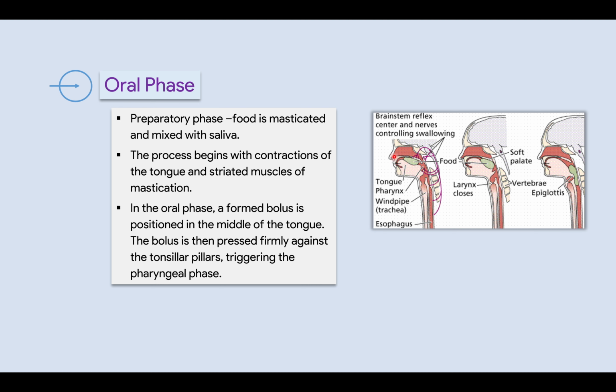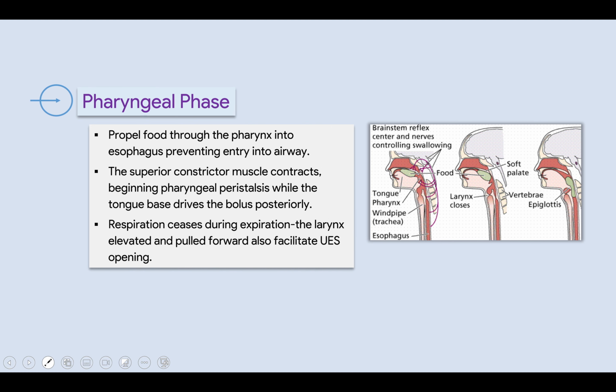In short, whatever food we eat is formed into a bolus, mixed with the saliva, and is ready to be pushed down into your esophagus. But before that, there is another phase called the pharyngeal phase. What happens in the pharyngeal phase? It propels the bolus through the pharynx into the esophagus, preventing air entry into the airway.